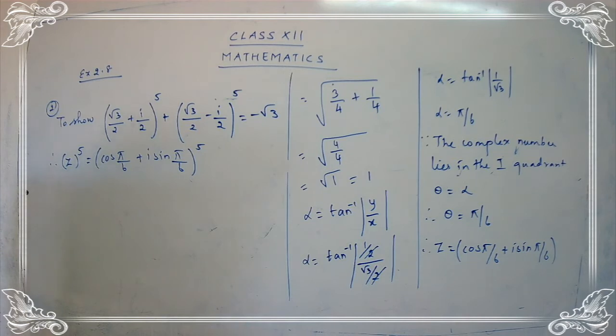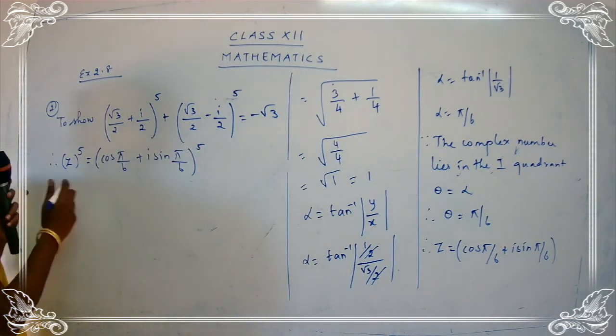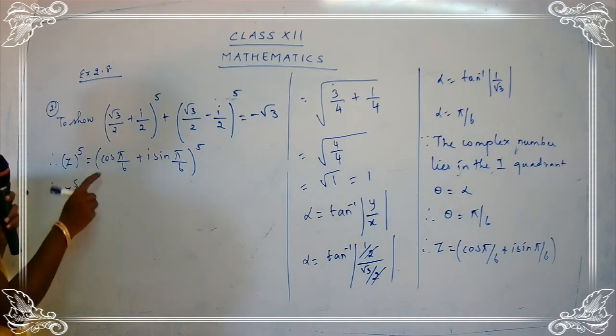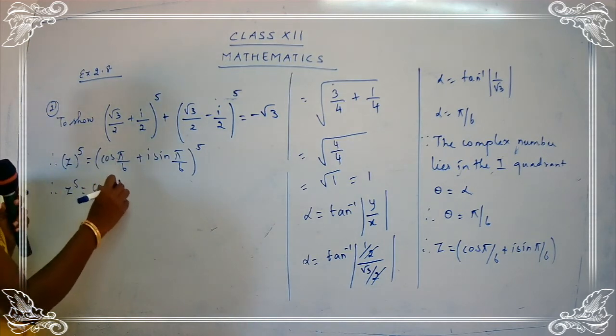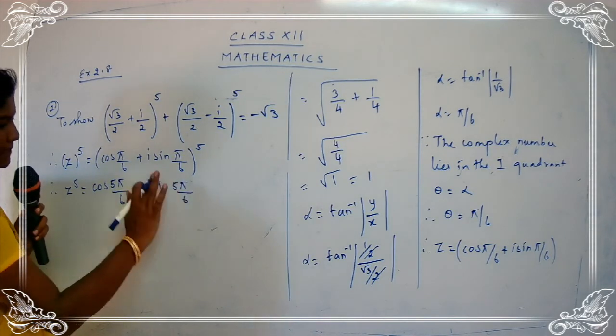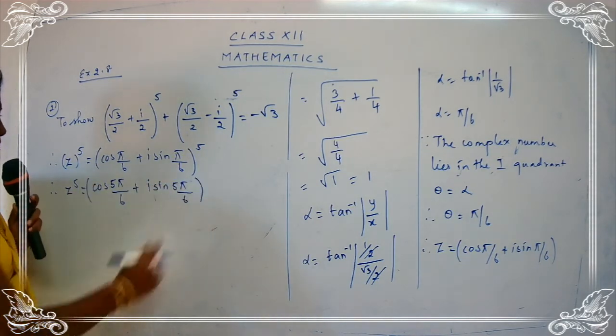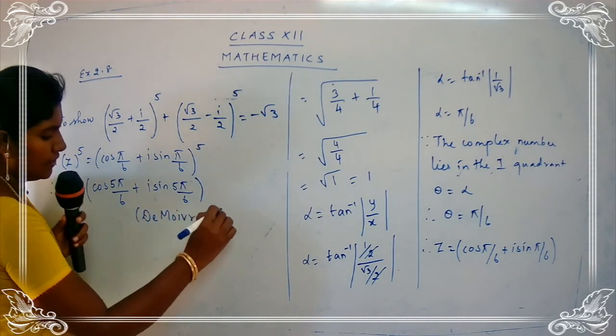Now here we are going to apply De Moivre's theorem. I hope you remember De Moivre's theorem. If you have a complex number and any integer n, you just take this n along with the angle. So what do you get here? Therefore, z raised to 5 is equal to cos of, the 5 comes along with the angle, cos 5 pi by 6 plus i sine 5 pi by 6. Okay, so you can just mention here, I have used De Moivre's theorem.